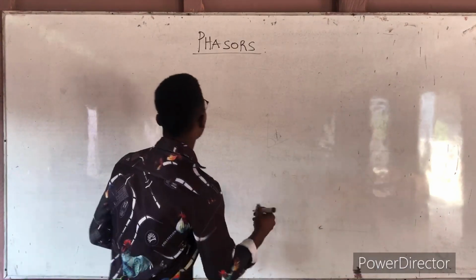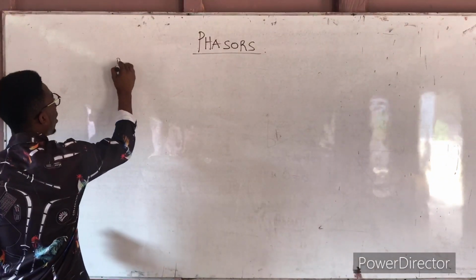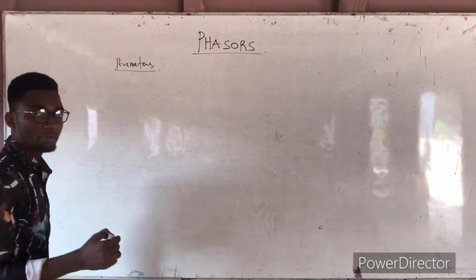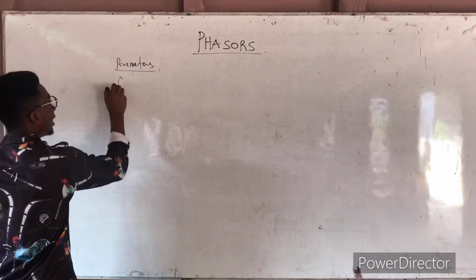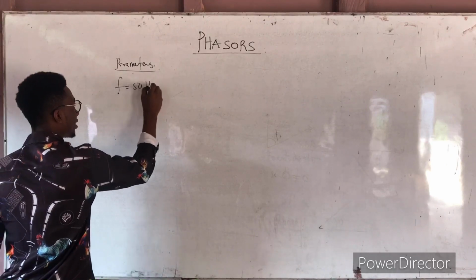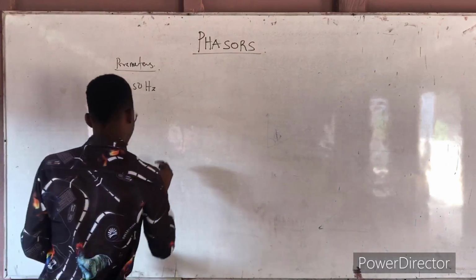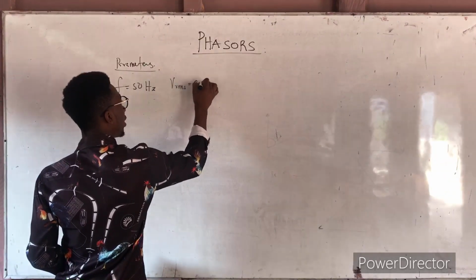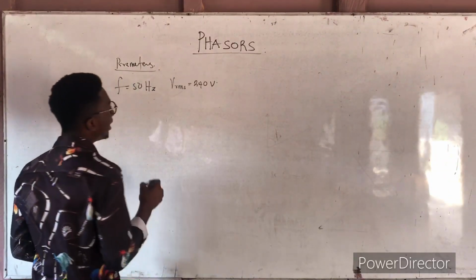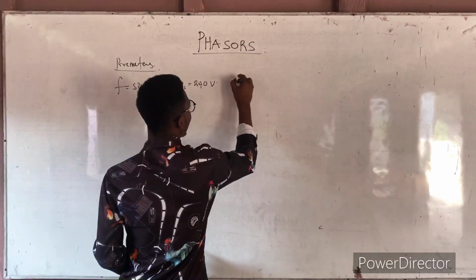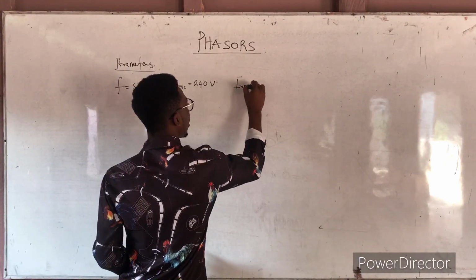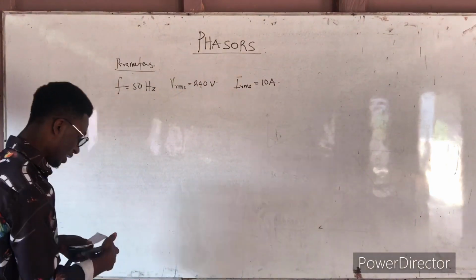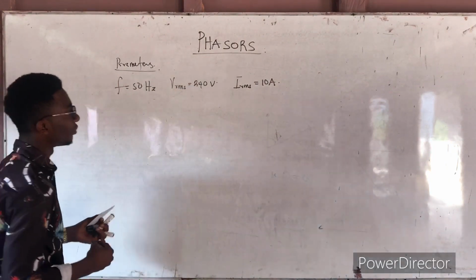Okay, so from the question, these are the parameters we can draw out. The question gave us a frequency of 50 Hz, an RMS voltage of 240 volts, and an RMS current of 10 amperes. So basically, these are three things we can get from the question.